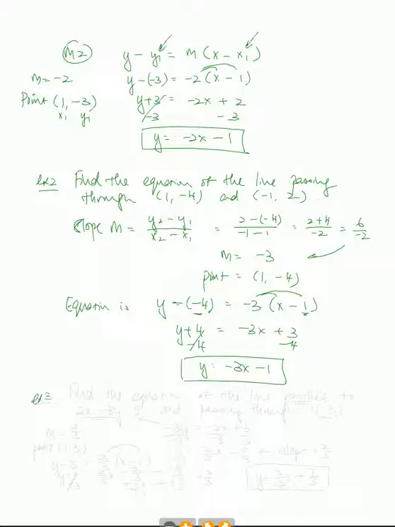Now in example 3, there's going to be a little twist. This time I'm still asking you for the equation of the line, but instead of telling you 2 points, I'm telling you that the line is parallel to, say, 2x minus 3y equals 5, and passing through 1, 3.